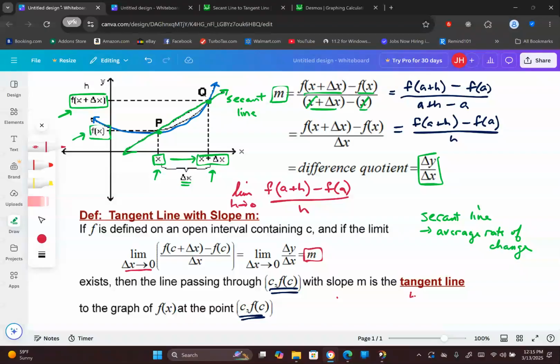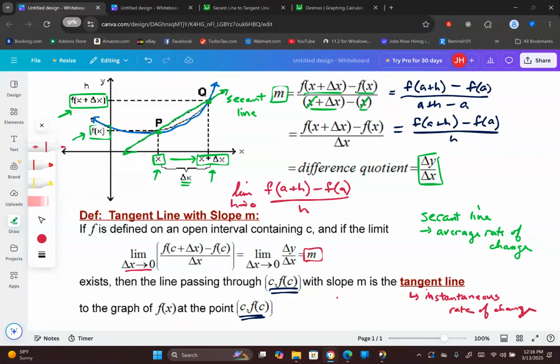And what is a tangent line? A tangent line is not an average rate of change. It's an instantaneous rate of change. What's the difference between an average rate of change and an instantaneous rate of change? An average rate of change would be something like this.